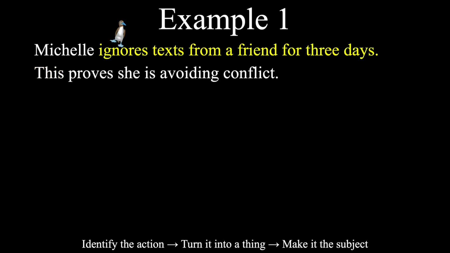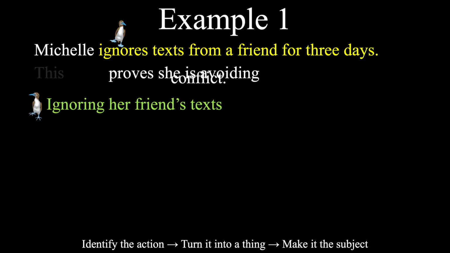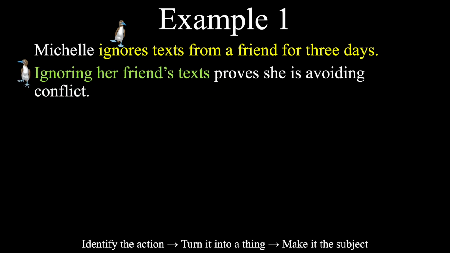Her ignoring text from a friend for 3 days. Ignoring her friend's texts proves she is avoiding conflict, right? This makes a lot more sense. Michelle ignores texts from a friend for 3 days. Ignoring her friend's texts proves she's avoiding conflict. That's probably your claim, is that this Michelle person is one who avoids conflict or doesn't care about her friends enough to deal with the difficult things. I don't know what it is, okay?